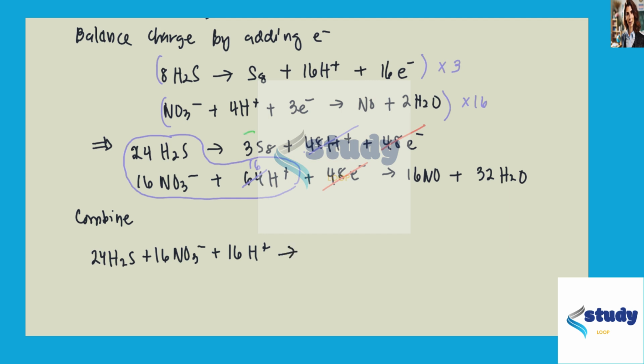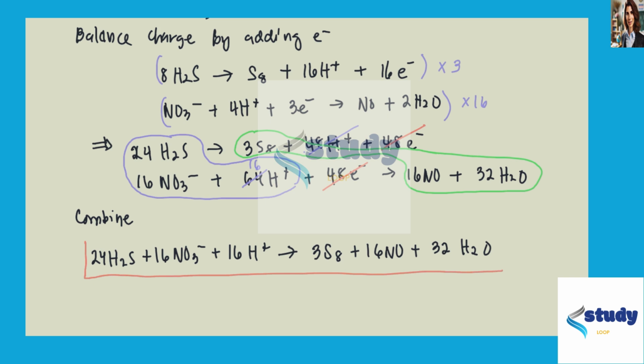On the right side, we have what was left, and that is going to be 3 S8 plus 16 NO plus 32 H2O. So this is the balanced redox reaction in acidic condition. We know that this is correct because we see H plus, which indicates that it is indeed in acidic conditions. So I hope everything is clear.